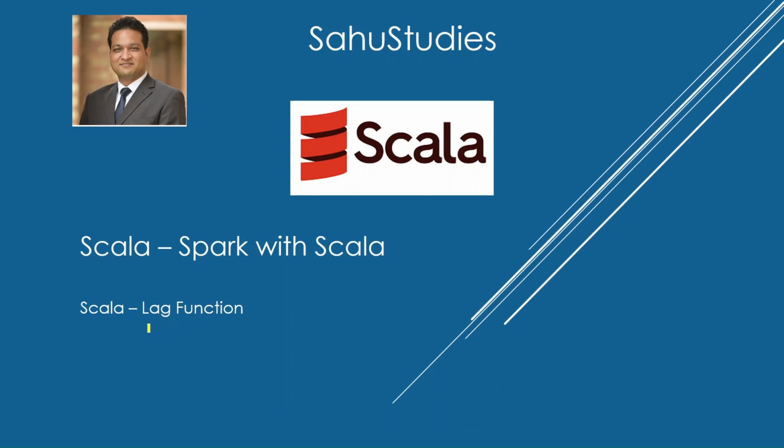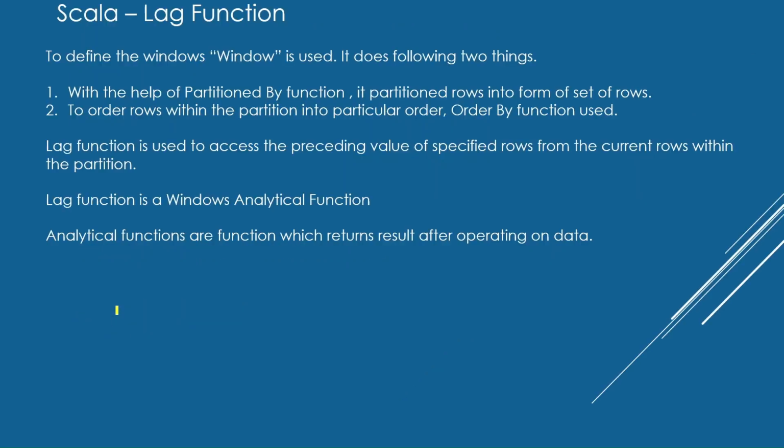In this video, I am going to show you how the lag function works in Spark Scala. The lag function is a window function. First, we need to define the window to use the lag function. How can we define the window? We can define it with the help of the Window keyword.